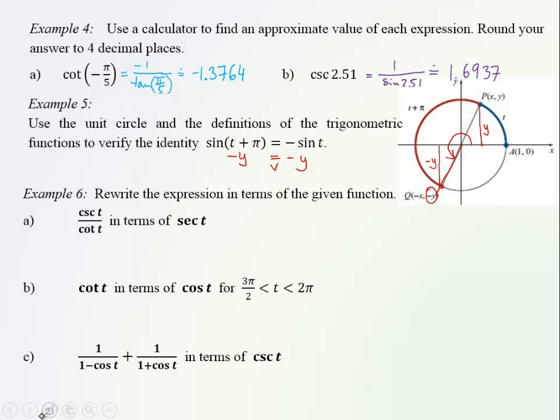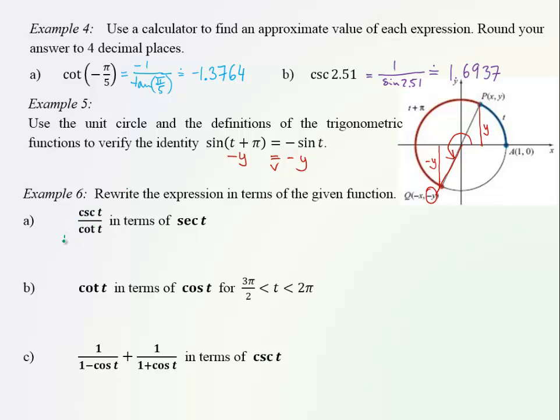Next, we want to rewrite each expression in terms of the given function. So that's a preparation in proving identities by using properties of functions that we already know. So cosecant t over cotangent t, I want to change it in terms of secant. My suggestion would be to stay away from the last 3 functions. Try to change everything into sine and cosine, unless you see a particular pattern that you can simplify quickly. But usually changing into sine and cosine works very well, and you can simplify the expression to the desired form.